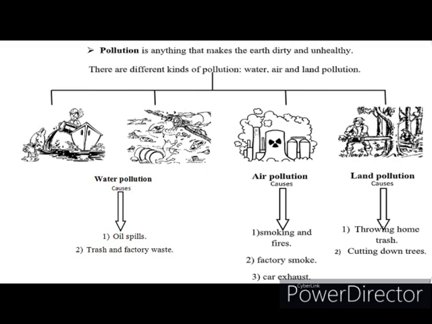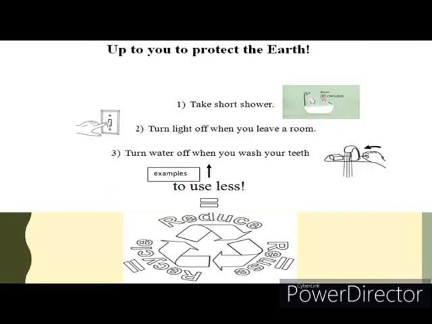What are the causes of water pollution? As we can see from the picture, oil spills, trash and factory waste. What about air pollution? What are the causes? Smoking and fires, factory smoke, car exhaust, okay? What about land pollution? Land pollution is caused by throwing home trash and cutting down trees. And of course, there is more. How can I help to decrease the pollution and help the earth? By the 3 R's: reduce, reuse, and recycle.